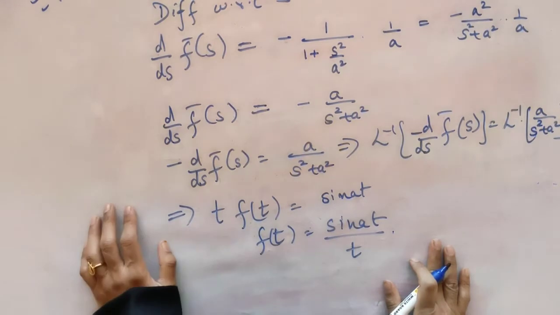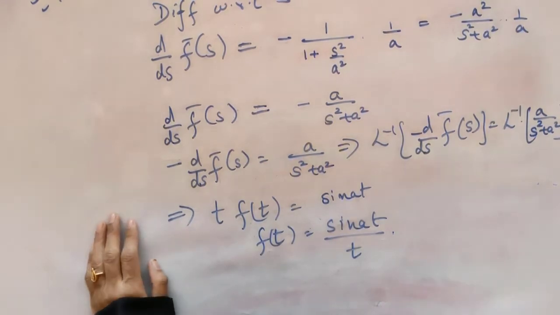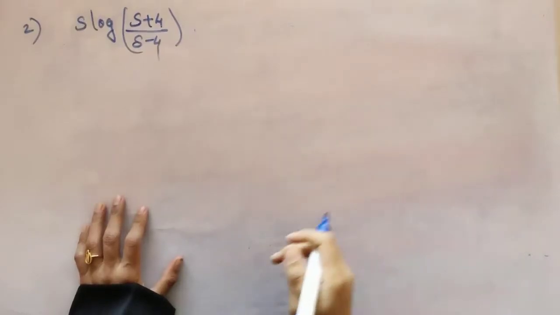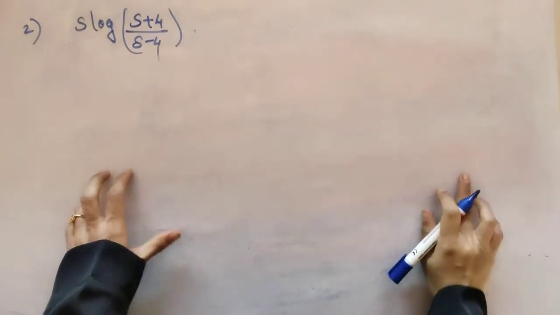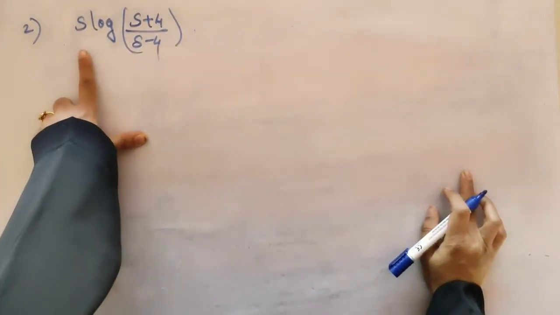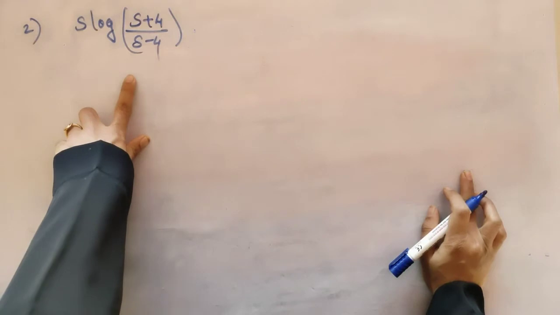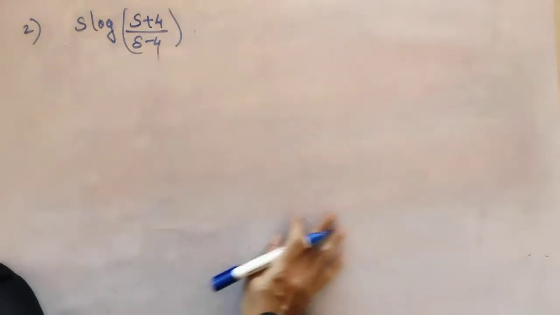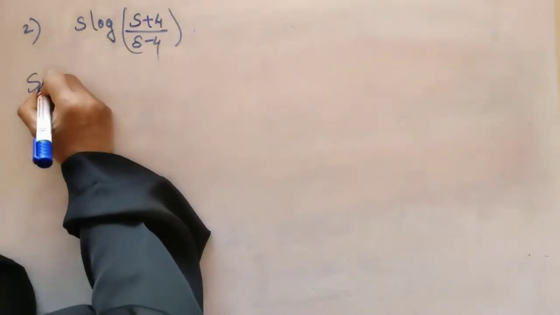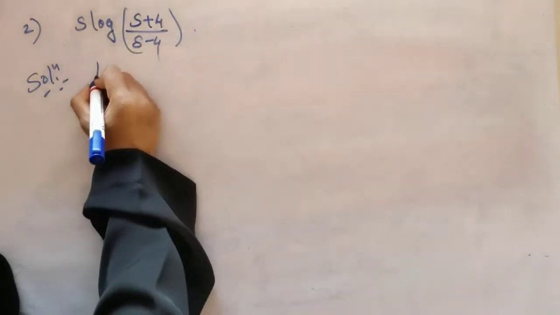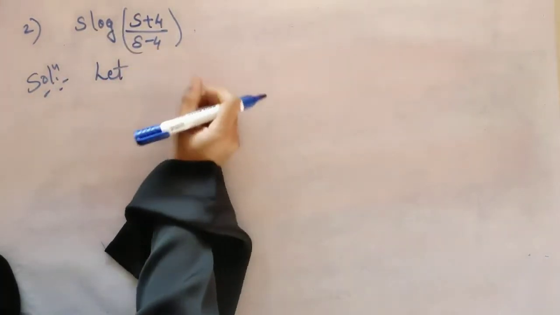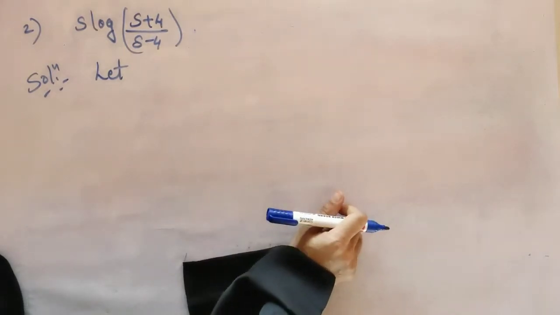We'll continue with one more problem of this type, so that it will be more clear to all of you. So here is one more problem for you. Find the L inverse of s into log of (s plus 4) divided by (s minus 4). To solve this, once again, let us consider it to be f bar of s. So take a pen and paper and start working the problem with me.